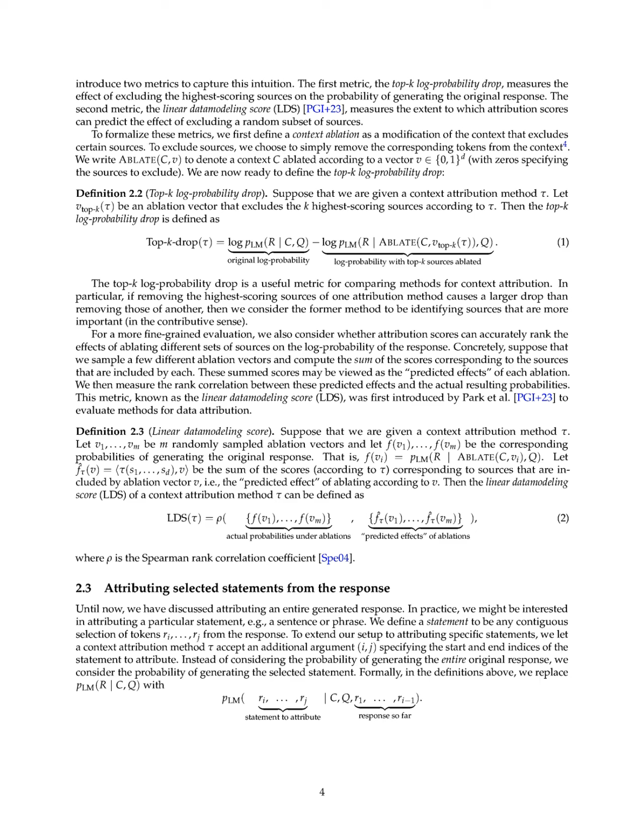The performance of CONTEXTCITE is evaluated using two key metrics: the top-k log probability drop, which measures the impact of excluding the highest scoring sources on the response's probability, and the linear datamodeling score, LDS, which assesses the correlation between predicted effects of ablation and actual probabilities.